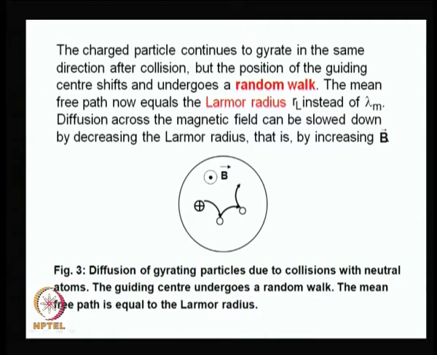Earlier it was the charged particle that was undergoing a random walk. In a magnetized plasma, it is the guiding center which undergoes a random walk, and the step length is the Larmor radius. Now, diffusion across the magnetic field can be slowed down by decreasing the Larmor radius, that is by increasing the magnetic field.